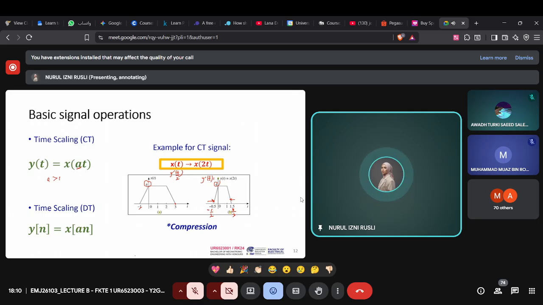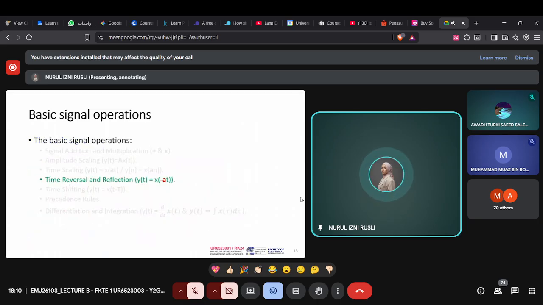So again, you know that whenever the value of a is greater than 1, the scaling result is compression. And if a is lesser than 1, the scaling results in expansion. So next, you're going to learn about reversal and reflection. Notice that whenever you have reversal, you have a negative sign.